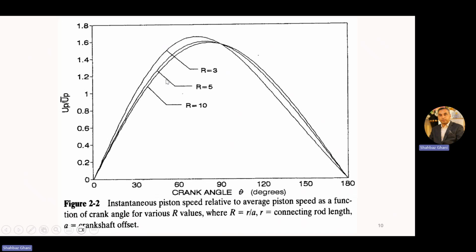And if R is equal to 5 with this curve and R is equal to 10 with this curve, the crank angle changes and your instantaneous piston speed and average piston speed also change. So these are the plotting curves when you have different values of R with respect to crank angle and the ratio of instantaneous piston speed with respect to the average piston speed.